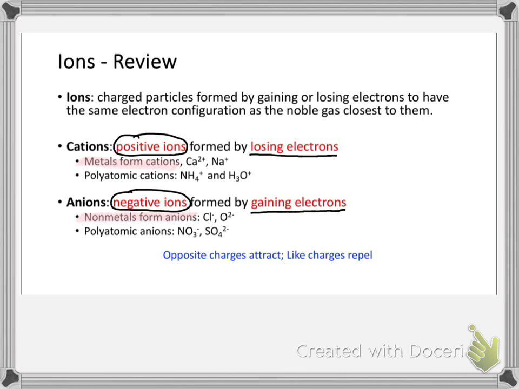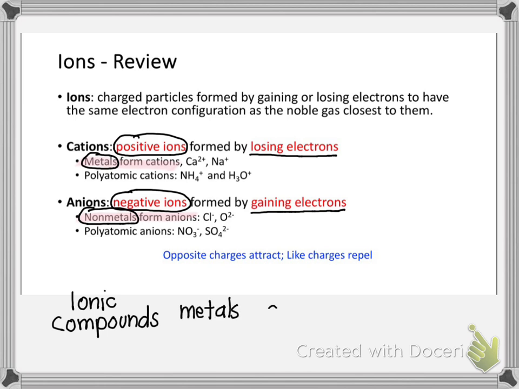Now, one thing that I want you to remember is that metals tend to form the cations or the positive ions, and nonmetals tend to form the anions or the negative ions. And why I want you to think about that, because we've also discussed that ionic compounds are formed between metals and nonmetals.